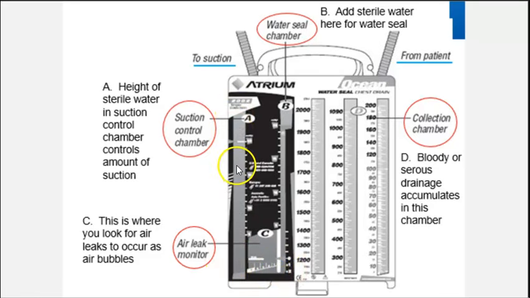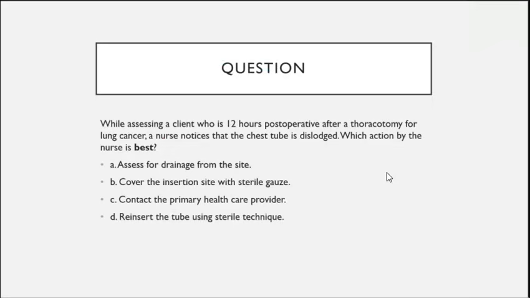This suction chamber can have some bubbling. If you have it hooked up to suction, you can have some bubbling there, but not in the water seal. If it's bubbling, that means there's a leak. We are monitoring this side. So let's say you get on shift at 7 o'clock, and by 8 o'clock, your drainage appears at 100 mLs. What are you doing? You're calling the doctor.